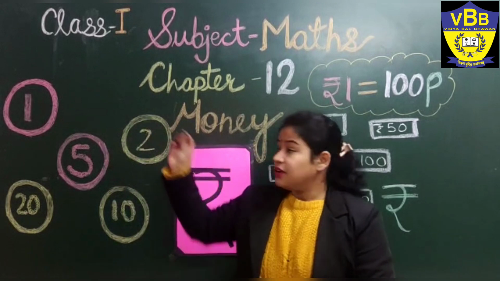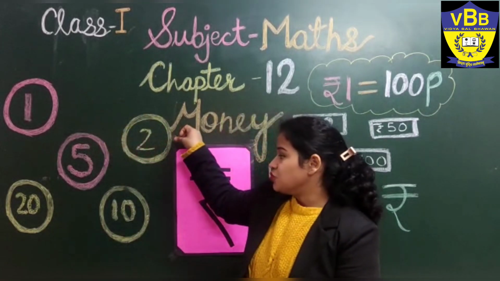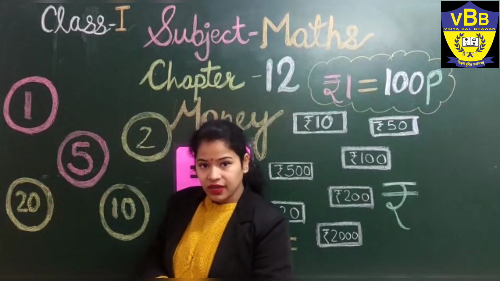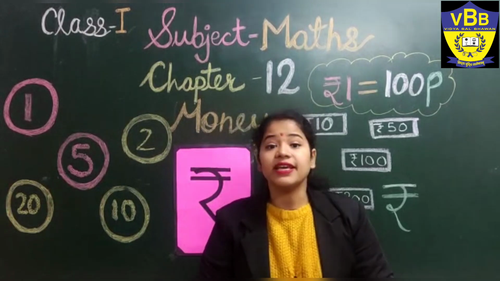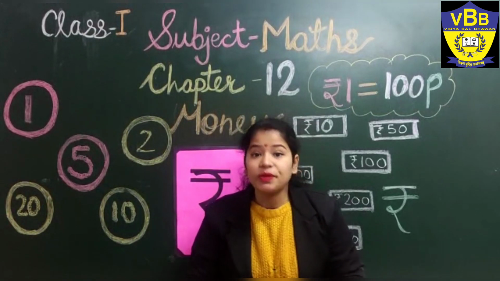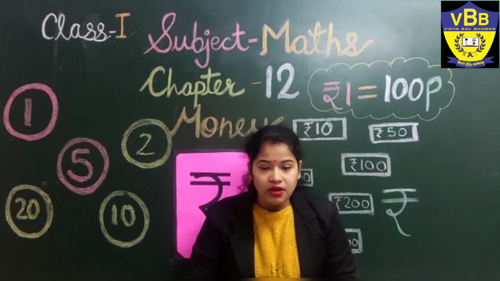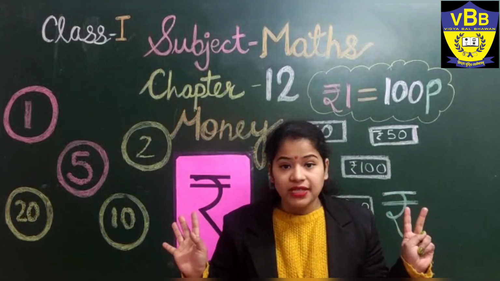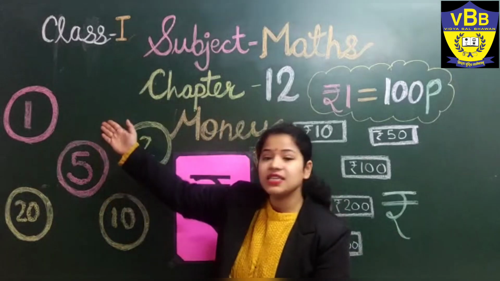These coins: rupees 1 coin, rupees 2 coin, rupees 5 coin, rupees 10 coin, rupees 20 coins. Okay, got it? Have you ever seen rupees 3 coin in your mama's purse, in your daddy's purse? No, na. There is no 3 rupees coins. There is no 4 rupees coins. In our country, India, we are only using these values coins.